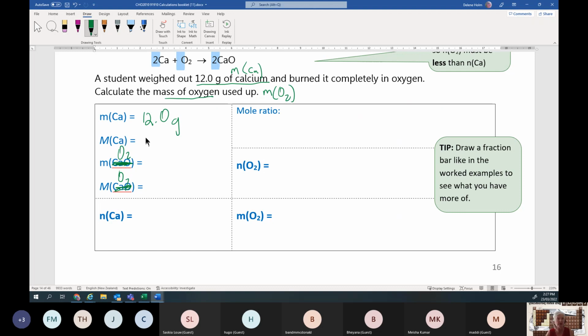I'm pretty sure, 40.1. Tell me if I'm wrong, but I'm pretty sure it's 40.1. We'll just go with that figure. I'm just getting it out of my brain. Okay, I might have remembered it incorrectly. And we need to calculate the mass of oxygen because we don't know that. And we know the molar mass of oxygen.